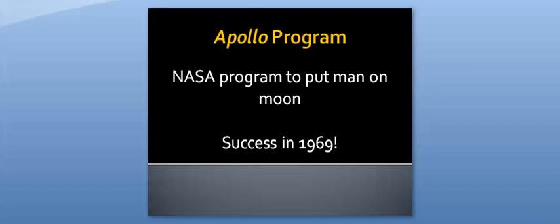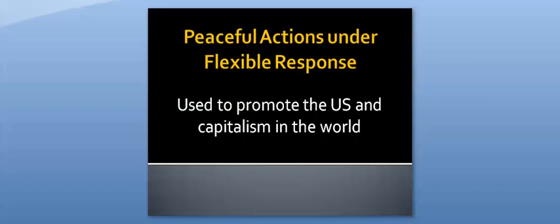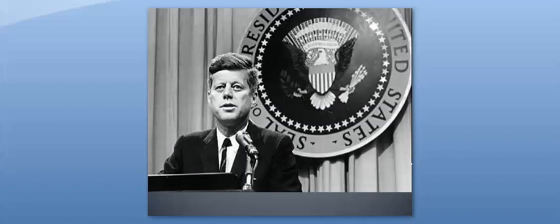In addition to the space race and the arms race, Kennedy also began some peaceful actions to stop communism. These fit under his flexible response plan, responding to the situation as appropriate. He believed that if the U.S. could demonstrate how wonderful capitalism and the U.S. were, other countries would want to support us and be like us. So programs were created by Kennedy to promote the U.S. and capitalism without military involvement, and those included things like the Alliance for Progress and the Peace Corps.